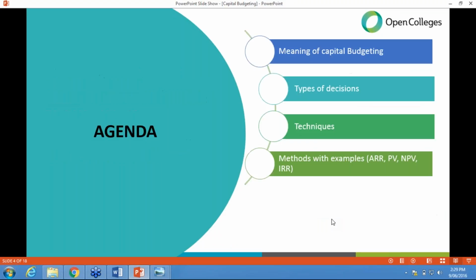So the agenda for today's webinar is capital budgeting. Of course, I will start with the main concept first. Then types of decisions in capital budgeting, that is what type of decisions you have to take. Techniques of capital budgeting, or you can say criteria for capital budgeting, and the last and most important thing is methods to calculate, for example, payback period, NPV, that is net present value, ARR and IRR.